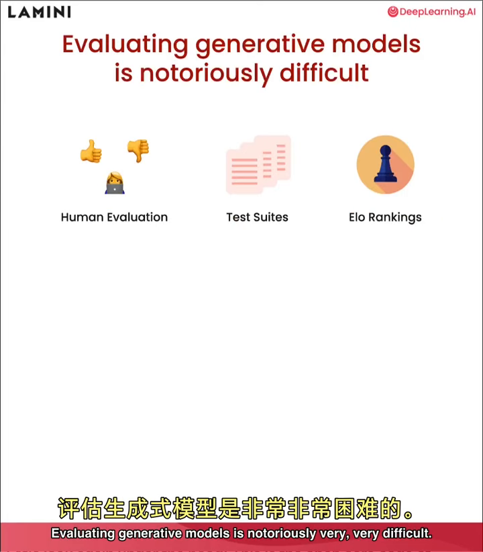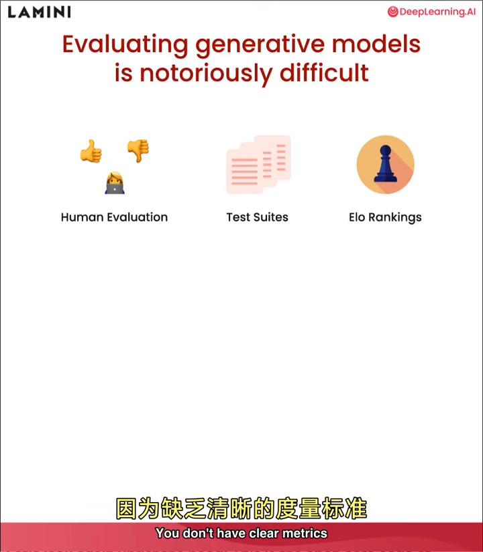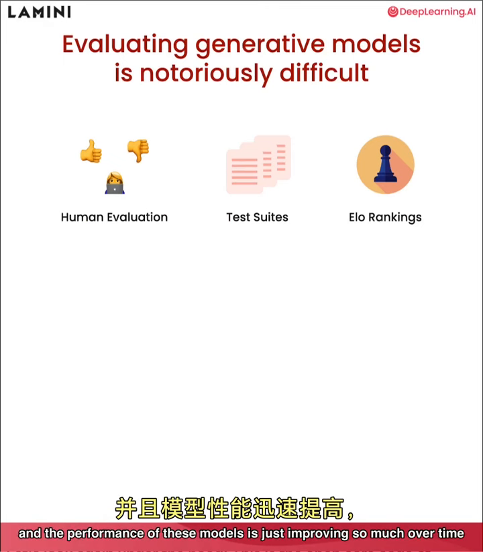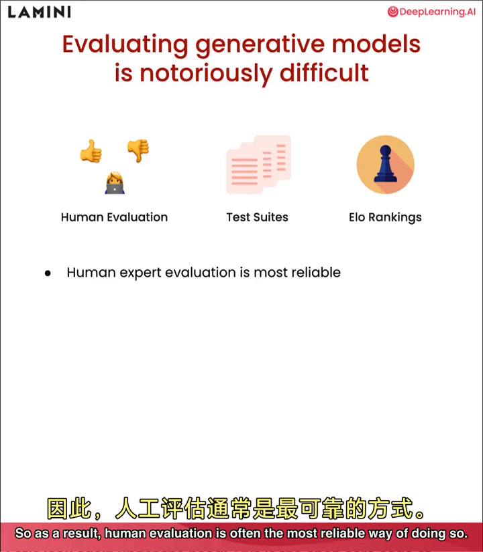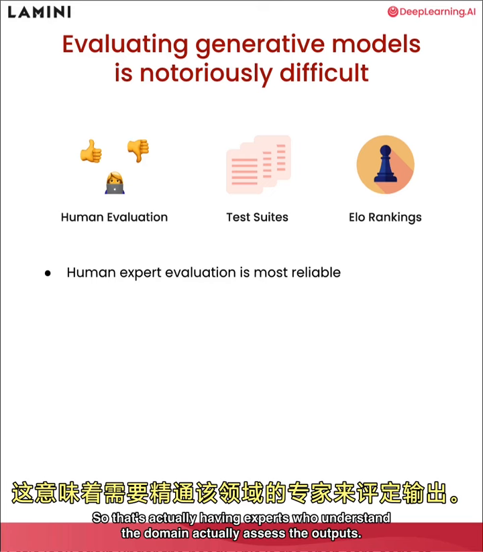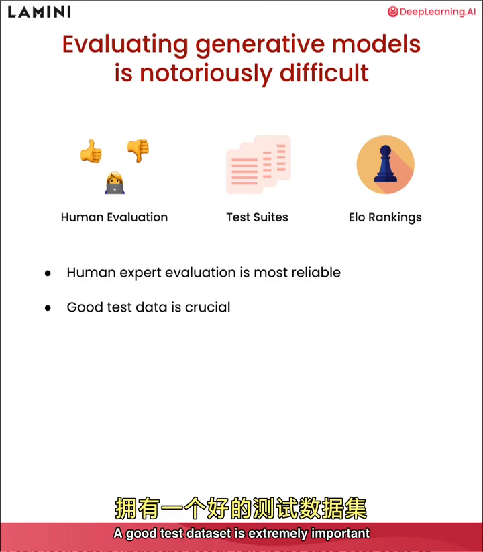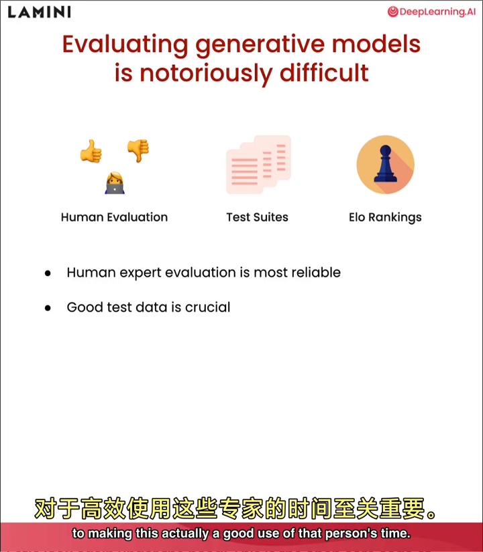Evaluating generative models is notoriously very, very difficult. You don't have clear metrics, and the performance of these models is just improving so much over time that metrics actually have trouble keeping up. So as a result, human evaluation is often the most reliable way of doing so. So that's actually having experts who understand the domain assess the outputs. A good test data set is extremely important to making this a good use of that person's time.